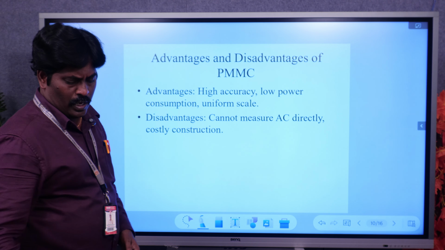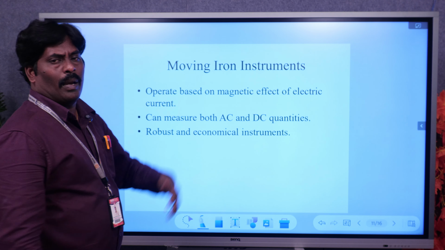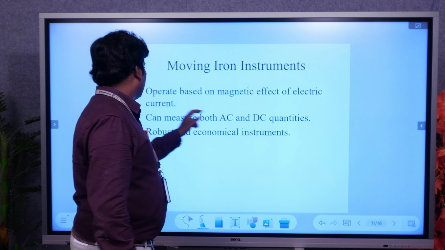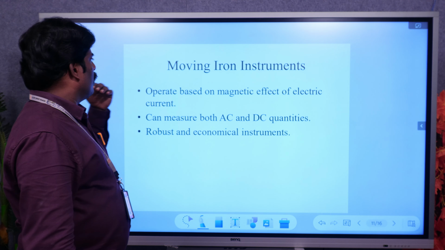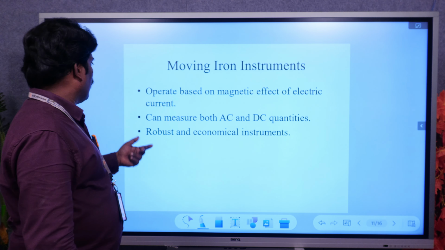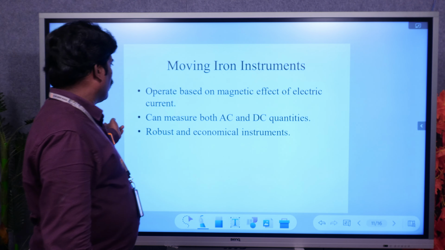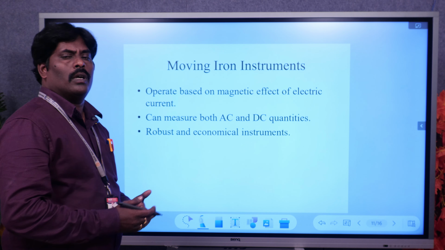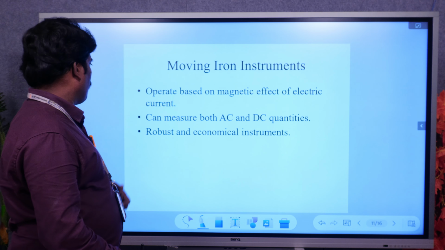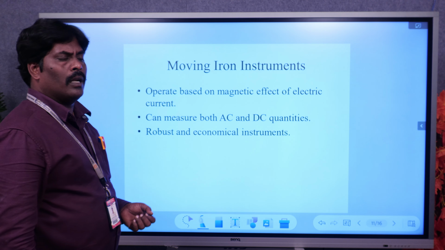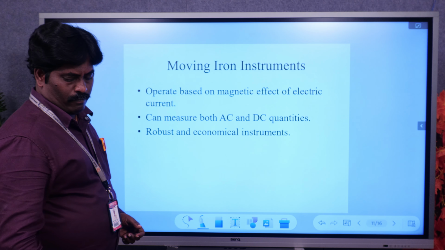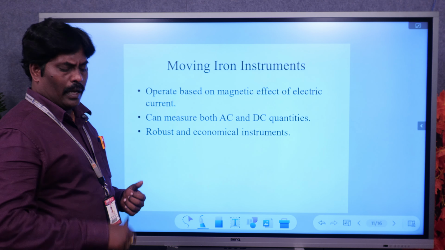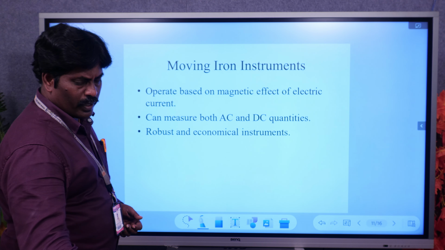Then we are going to the next instrument, which is the moving iron (MI) instrument. It operates based on the magnetic effect of electric current. MI instruments are used for both AC and DC quantities, and can be used to measure voltage and current. These instruments are economical and robust. Both options are available: either springs are used for controlling purposes or gravity control is used in these MI instruments.